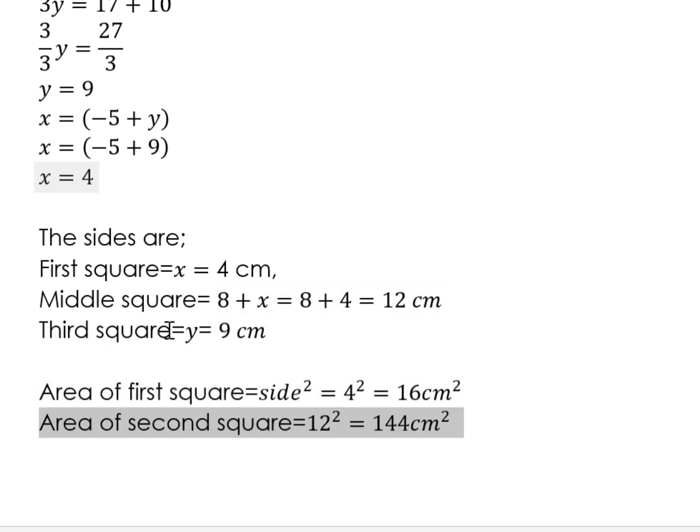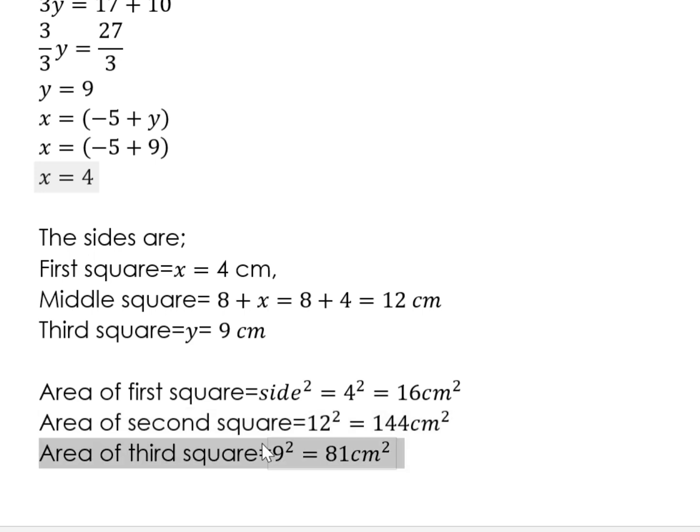And for the third square, whose measurement is 9 centimeters, the area will be found by using the same formula, side squared, which in this case is 9 squared, and that gives us 81 square centimeters. So that's how we work out this question.